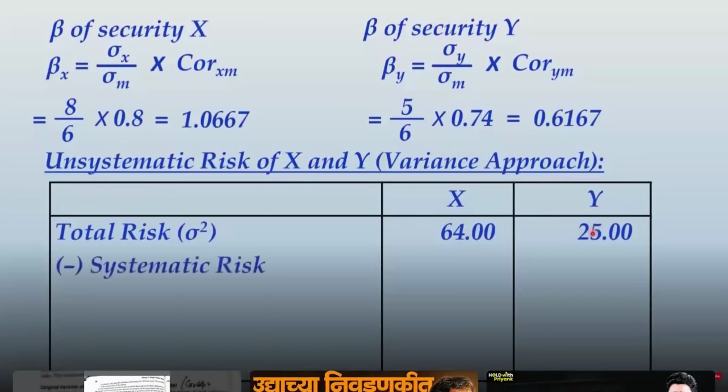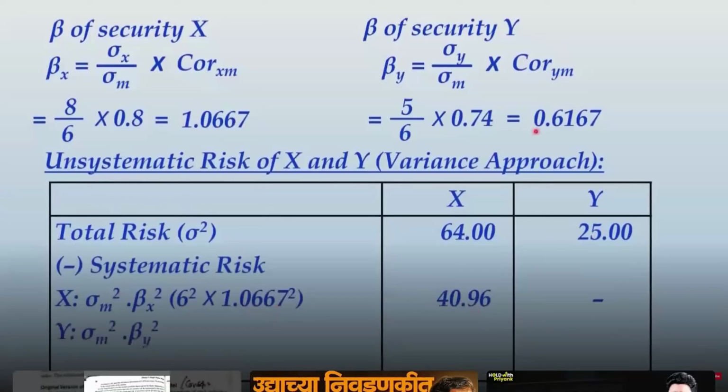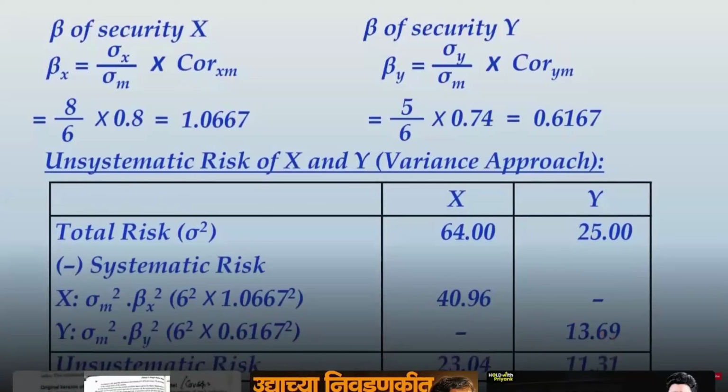अब हम लेस करेंगे सिस्टमैटिक रिस्क। सिस्टमैटिक रिस्क जो X का आता है, that will be sigma M squared into beta X squared. सिग्मा M is given as 6, so 6 squared into beta जो हमने यहां कैलकुलेट किया था 1.0667 उसका स्क्वायर्ड वैल्यू, ये आता है 4.96. And for Y again same thing, so it will be 6 squared into 0.6167 squared, और ये आता है 13.69। So total risk में से हमने सिस्टमैटिक रिस्क सब्ट्रैक्ट किए और जो हमें मिल जाता है as a balancing figure, that is unsystematic risk of X and Y using variance approach, 23.04 and 11.31. Let us proceed ahead.